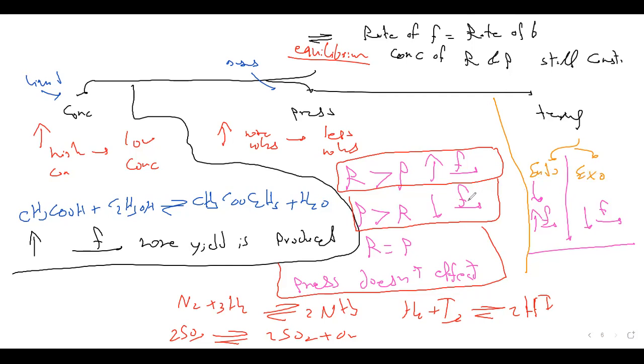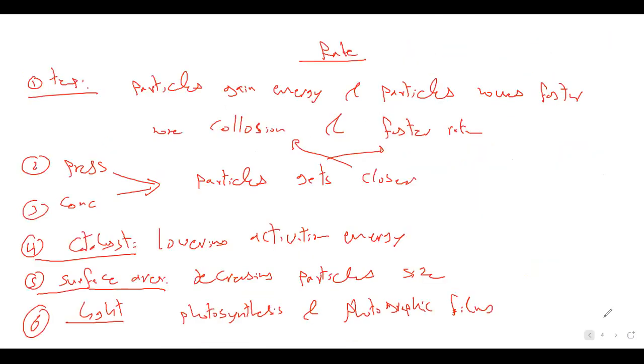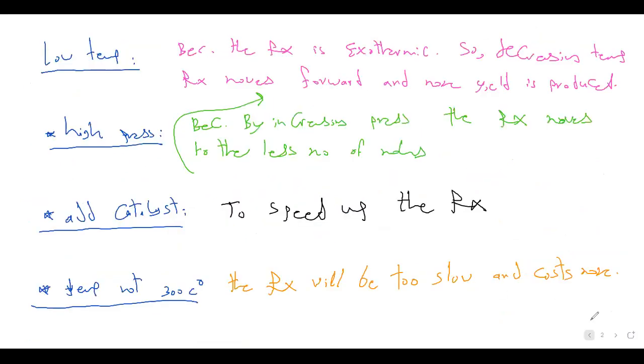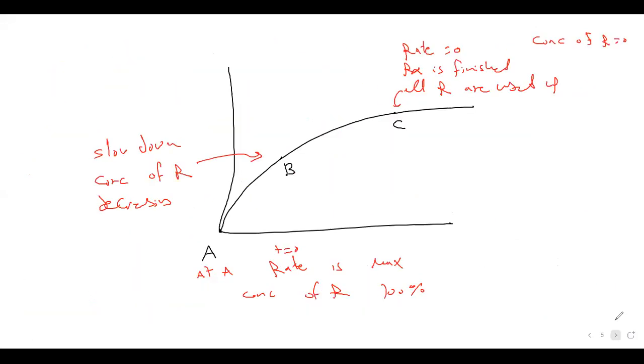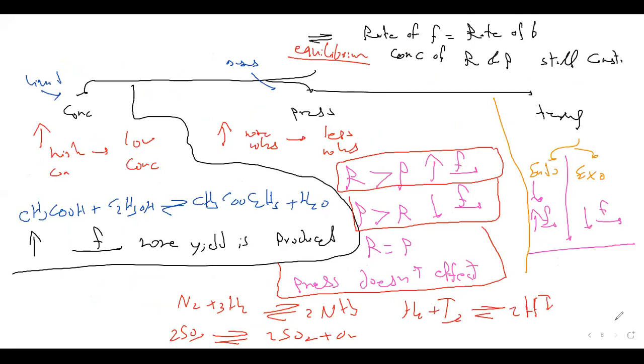But in this case, where products have more moles than reactants or the reaction is exothermic, we must add a catalyst. Why add a catalyst? To speed up the reaction. Like in the Haber process and the Contact process, we use low temperature to obtain more yield, but we have a slow rate. So we add a catalyst to speed up the reaction. This is number one.